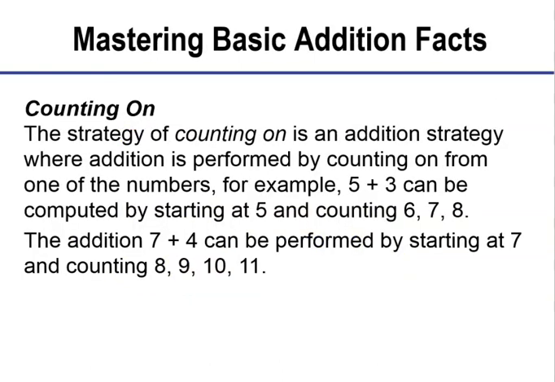The strategy of counting on is an addition strategy where addition is performed by counting on from one of the numbers. For example, 5 plus 3 can be computed by starting at 5. You'll see a lot of kids do this on their hands. Starting at 5 and then counting 3 more. So 6, 7, 8, 3 more times. The addition of 7 plus 4 can be performed by starting at 7. And then again, you count on 4 times. 8, 9, 10, and then the result is 11.